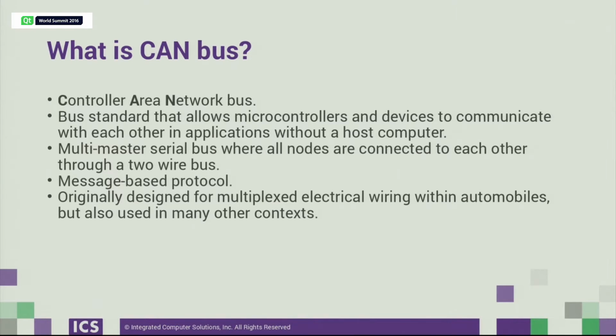So we'll start with CAN bus. It stands for Controller Area Network Bus. It's a bus standard that allows things like microcontrollers and other devices to communicate with each other in a system without a single well-defined host computer. It's a serial bus. You can have multiple masters, and everything's connected together through a single two-wire bus. And as we'll see, it's a message-based protocol. And most of this came from the automotive industry, but it's now being used in a lot of other industries as well.